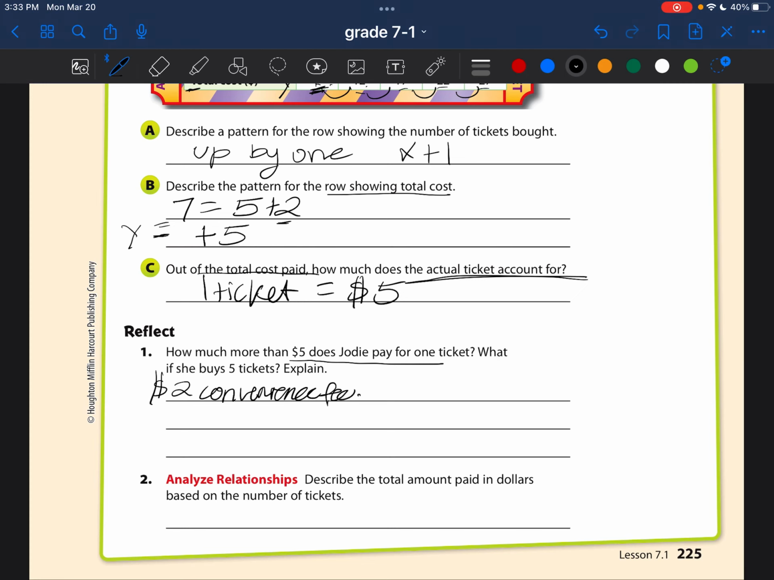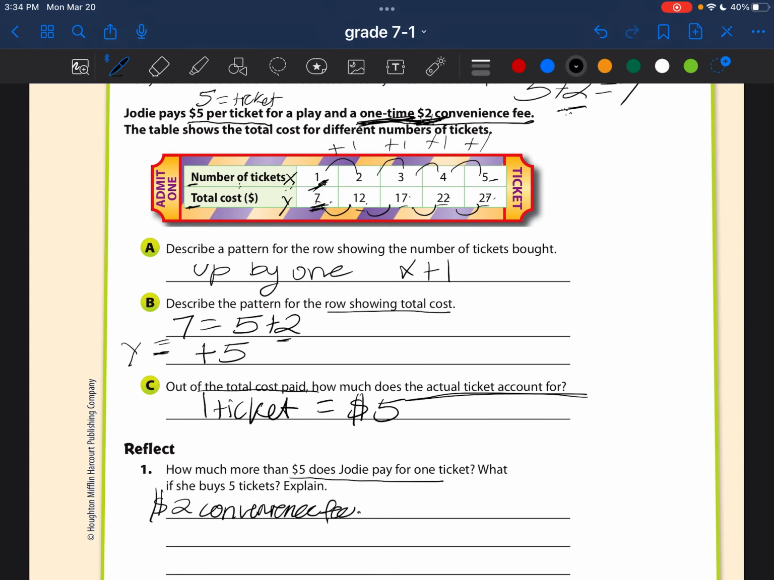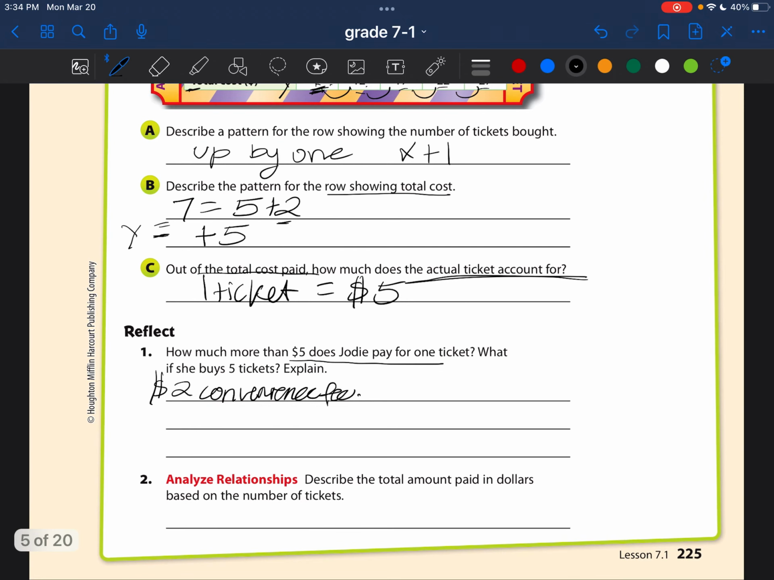What if she buys 5 tickets? Well, let's go up here. How much does it cost if she buys 5 tickets? It costs $27. However, we want to subtract that $2 convenience fee. So how much would just 5 tickets actually be? $25.